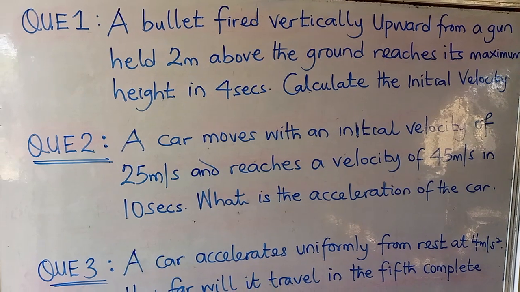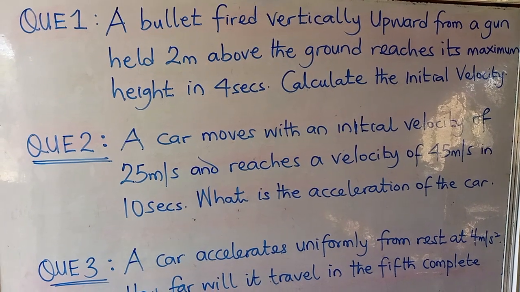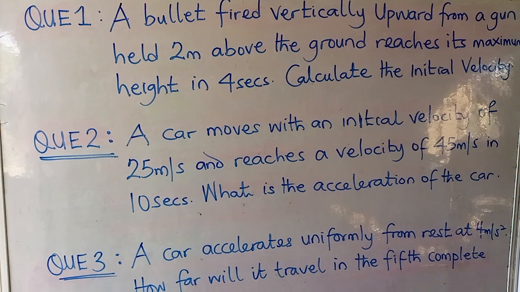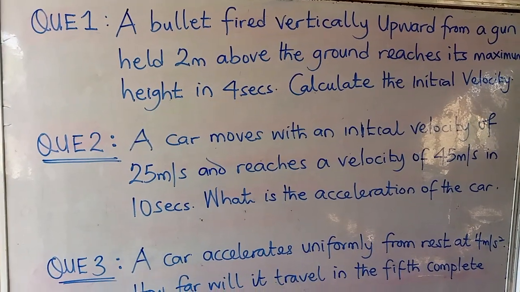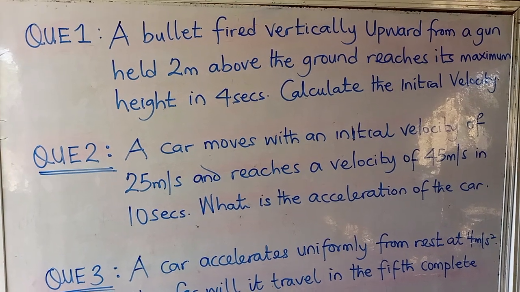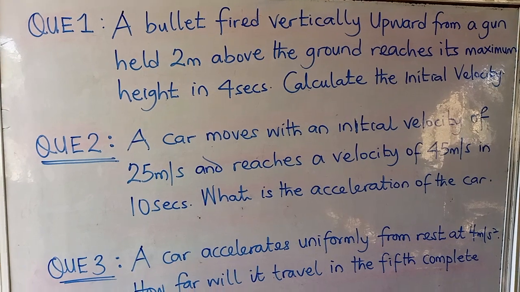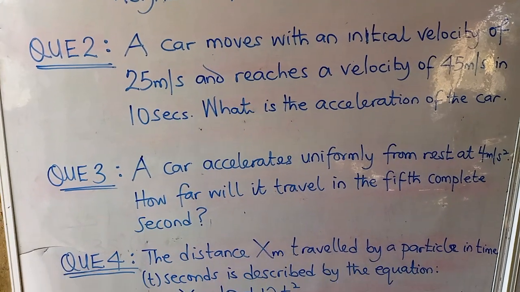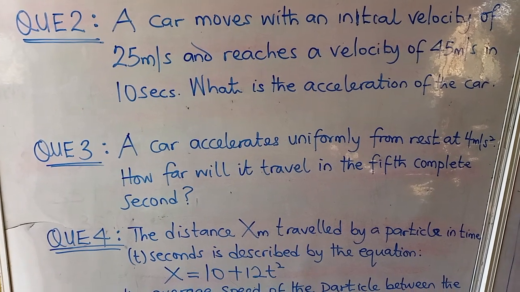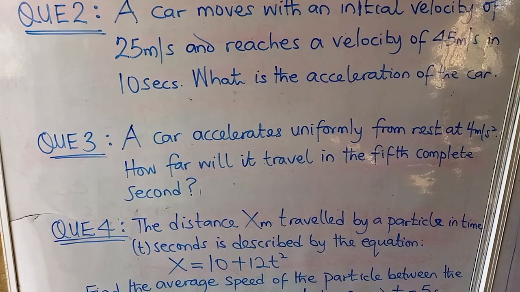Alright, so these are the questions you will do now. Question 1: a bullet fired vertically upward from a gun held 2 meters above the ground reaches its maximum height in 4 seconds. You have to calculate the initial velocity. Question 2: a car moves with an initial velocity of 25 meters per second and reaches a velocity of 45 meters per second in 10 seconds. What is the acceleration of the car?